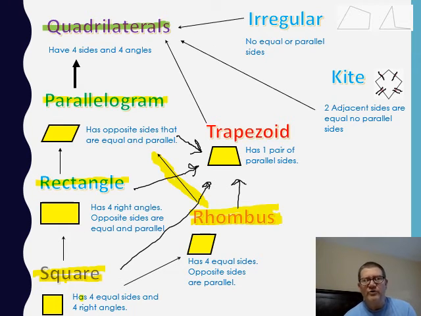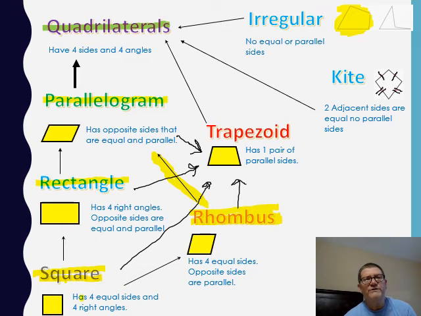Now the last group, irregular. Irregular, just like it says, it has no equal or parallel sides. Because if you look at this one here, I'm going to highlight it so you can see it. I'm looking at this one right here. If you notice, none of the sides are equal, and none of them are definitely parallel.